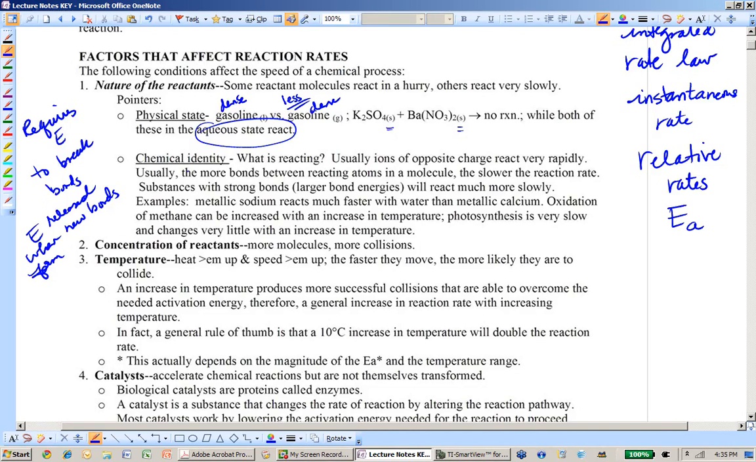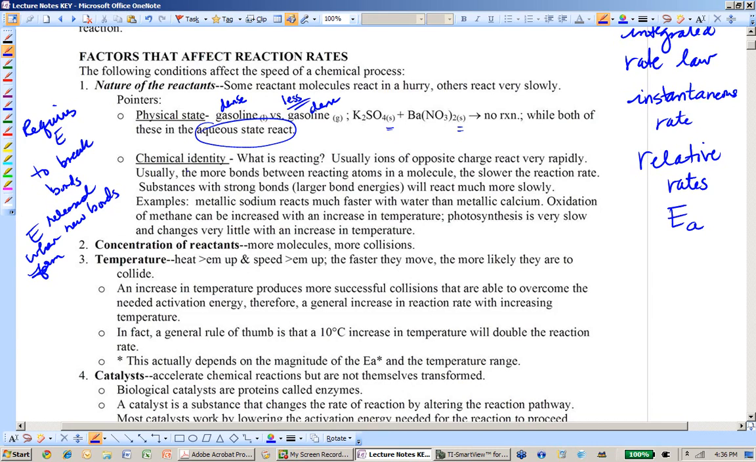Usually, the more bonds between reacting atoms in a molecule, the slower the reaction rate. So substances that are doubly bound or triply bound are going to have a much slower reaction rate than things that are all singly bound, because you've got to break more bonds to separate the atoms so that you can recombine them into new substances. Also, single bonds with really large bond energies, things that are glued together, like the hydrogen atom to the oxygen atom in water in that O-H bond, are going to react much more slowly. Some examples: metallic sodium reacts much faster with water than metallic calcium.